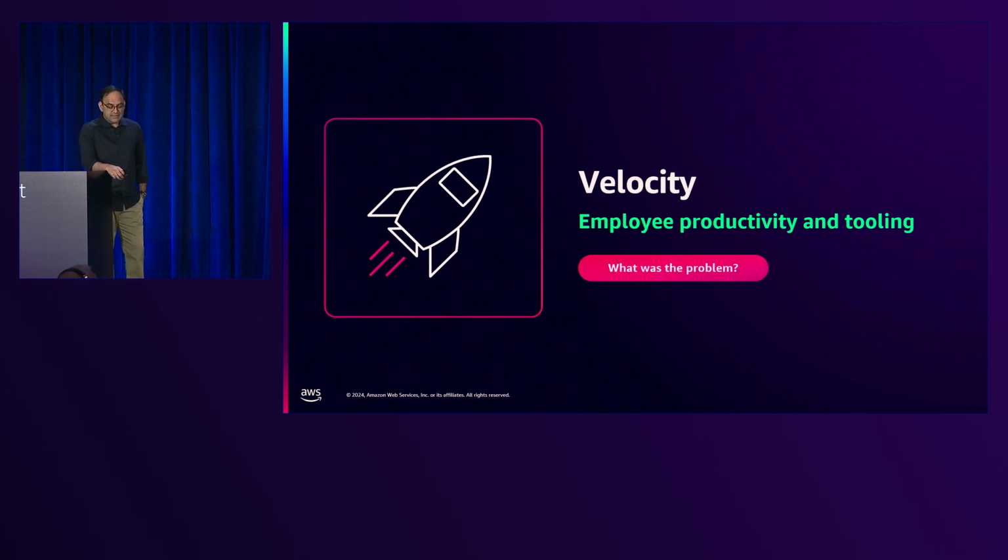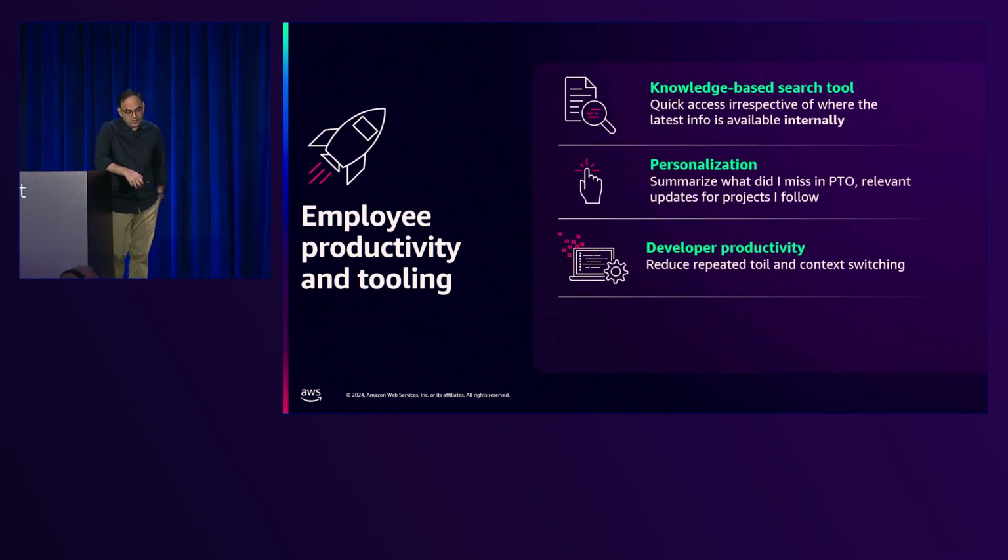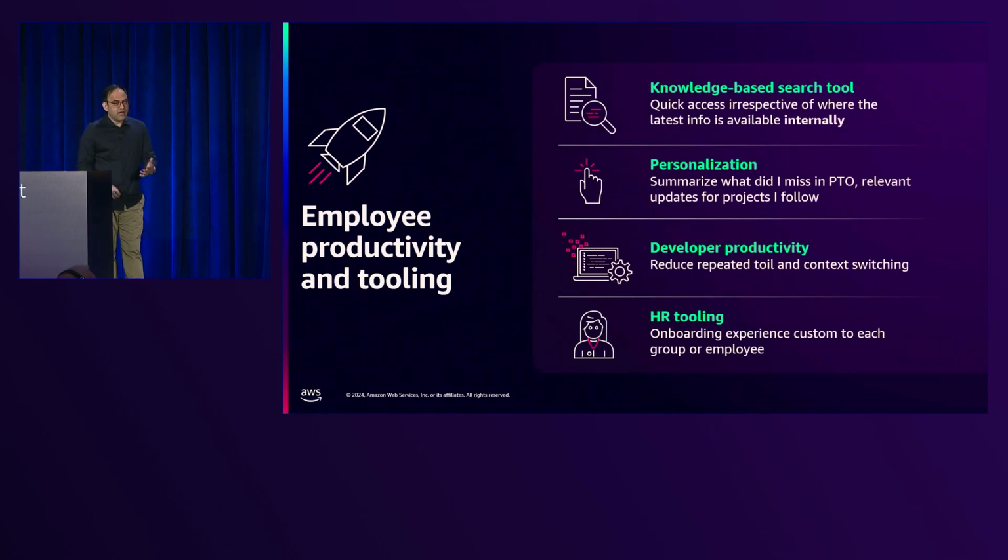What's the problem? What aspects of velocity or employee productivity and tooling do I care about at Life360? How did that lead us to Q and similar tools? These are the 4 items I've kind of noted.